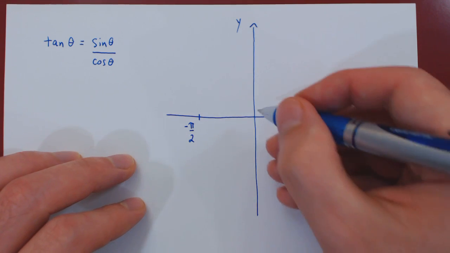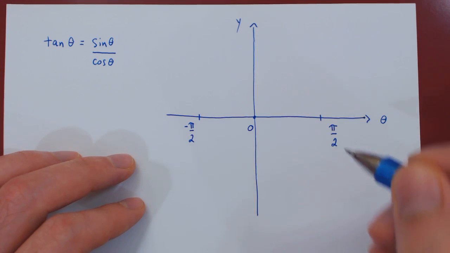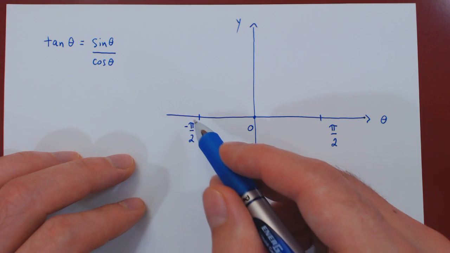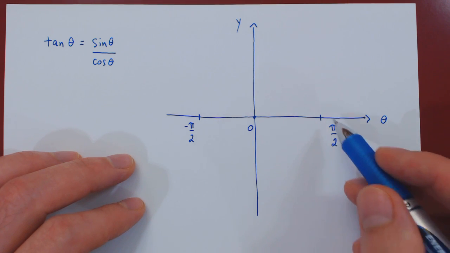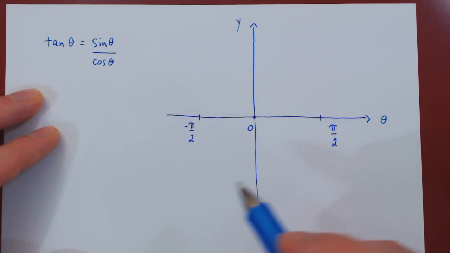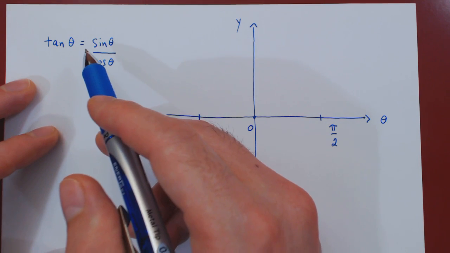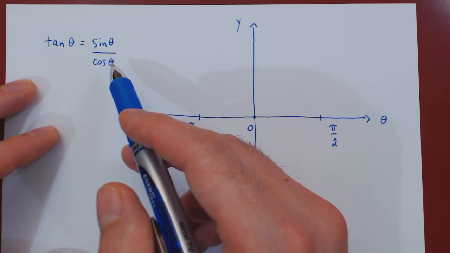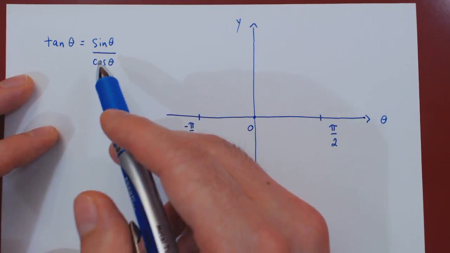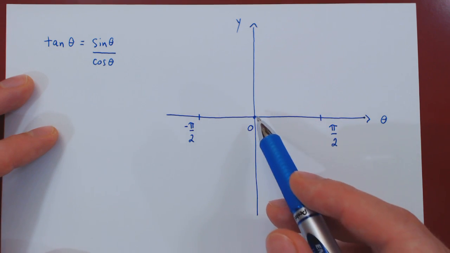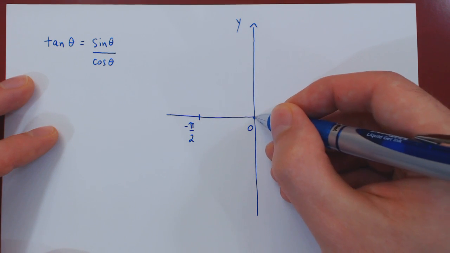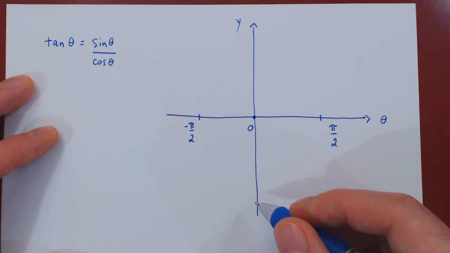And we can quickly sketch the graph of tangent of theta if we look at the three key values, negative pi over 2, 0, and pi over 2. So let's look at 0. So tan of 0 will give us sine of 0 over cos of 0. Sine of 0 is 0, cos of 0 is 1. So here we have 0 over 1, which is simply 0. So tan of 0 is equal to 0.